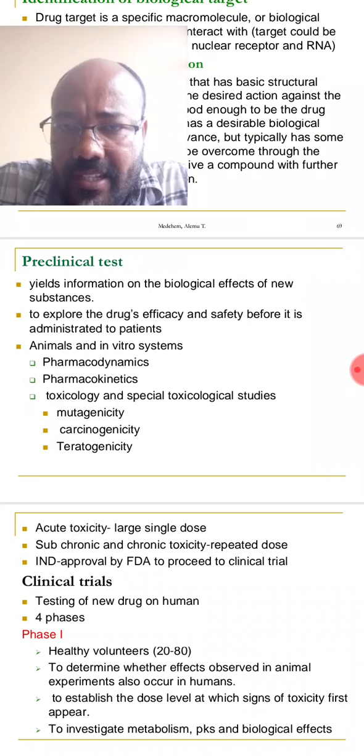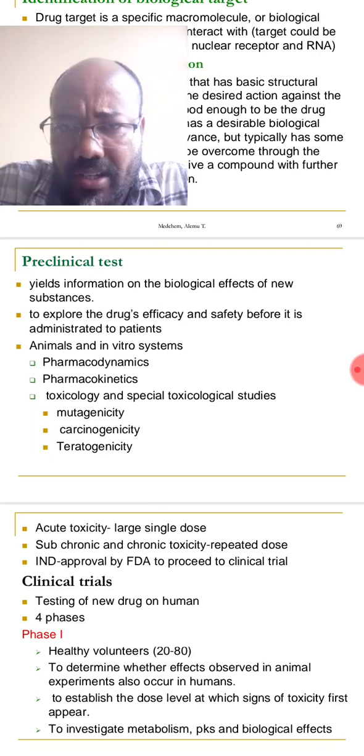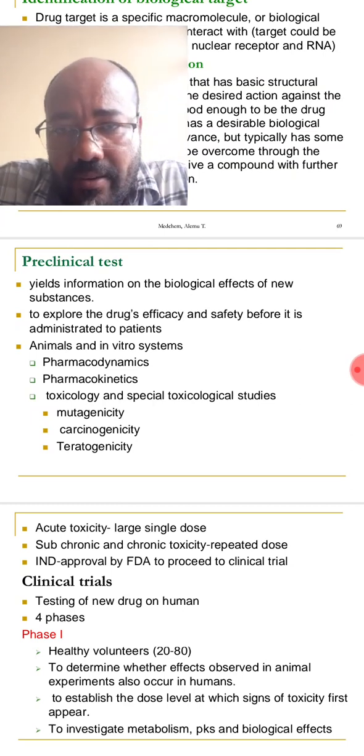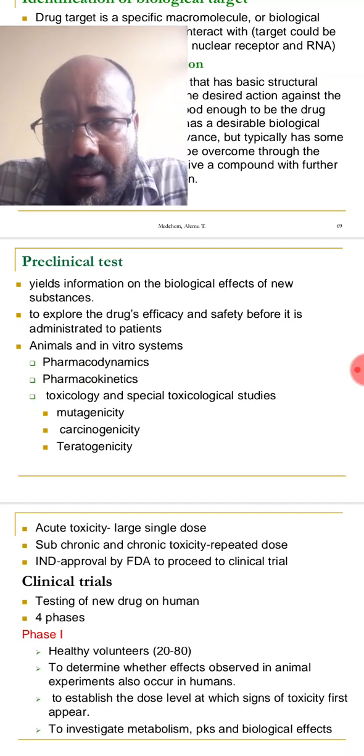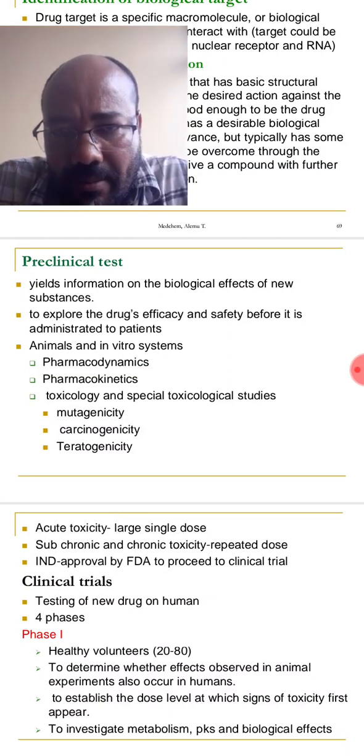And this takes place in vitro, in animals, to check the pharmacodynamic properties, pharmacokinetic properties, and toxicology. These take place in the preclinical test. Toxicology checks whether the compound is toxic. If it is toxic in the animal model, we cannot use it in humans. We cannot pass into the clinical stage. Therefore, we have to go back to the first modification stage. Therefore, molecular modification will take place again.